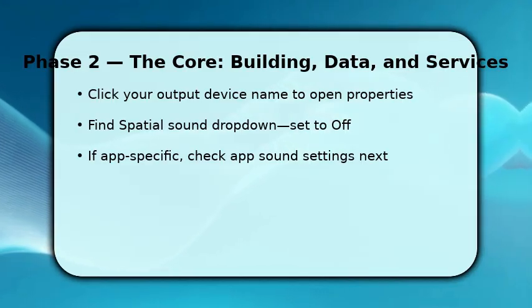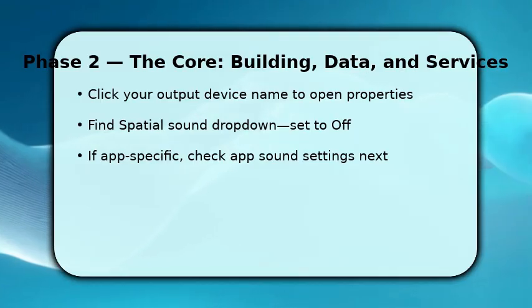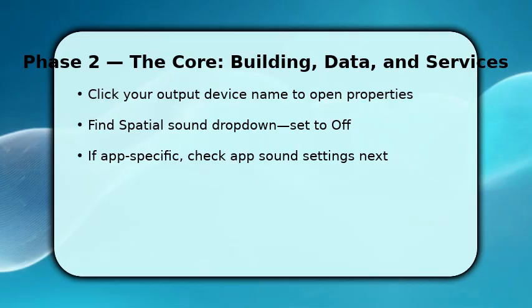If spatial sound is grayed out, click Additional Device Properties, then the Enhancements or Spatial Sound tab in the Legacy dialog to toggle it there. Make sure to apply or save changes, and then test audio playback to confirm the effect.